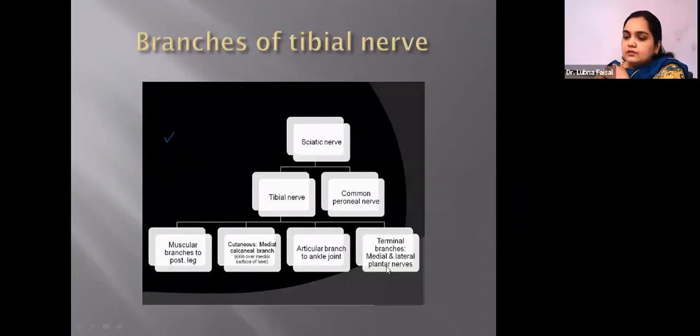Again, at a glance, view this slide. It will help you a lot. Sciatic nerve, origin from the lumbosacral plexus. In the popliteal fossa, it divides into tibial and common fibular nerve, or we use the term common peroneal nerve. Then the tibial nerve gives muscular branches to the leg, cutaneous branches, the medial calcaneal branch, plus the sural nerve for the skin over the heel, and an articular branch to the ankle joint. Terminal branches, medial and lateral plantar nerves.